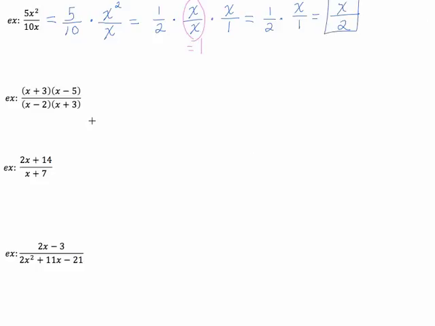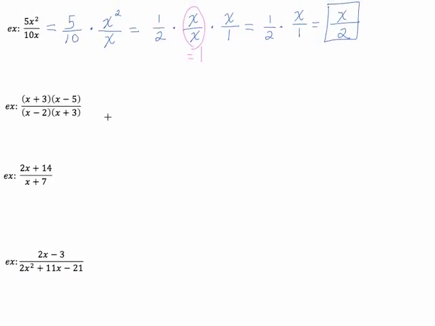Now the more common way that people would probably write this is they would do 5 over 10 and put a 2 there, and the x squared over x, they might cross out that square and cross out that x. So what that leaves you with in the numerator is that x, and in the denominator is that 2.